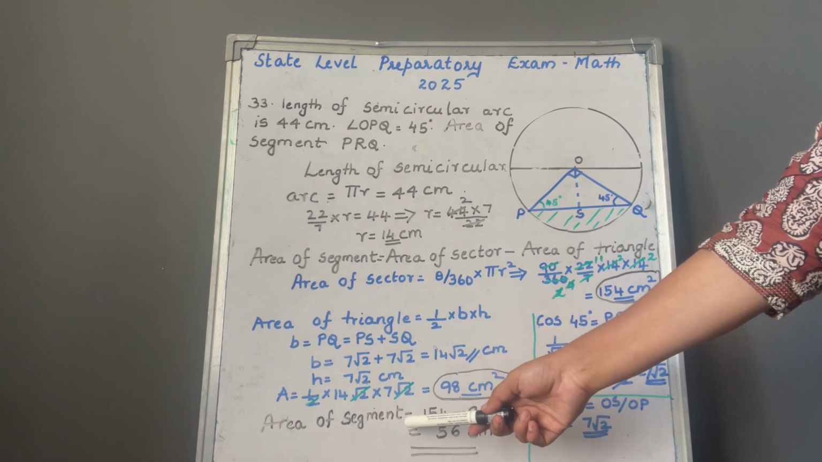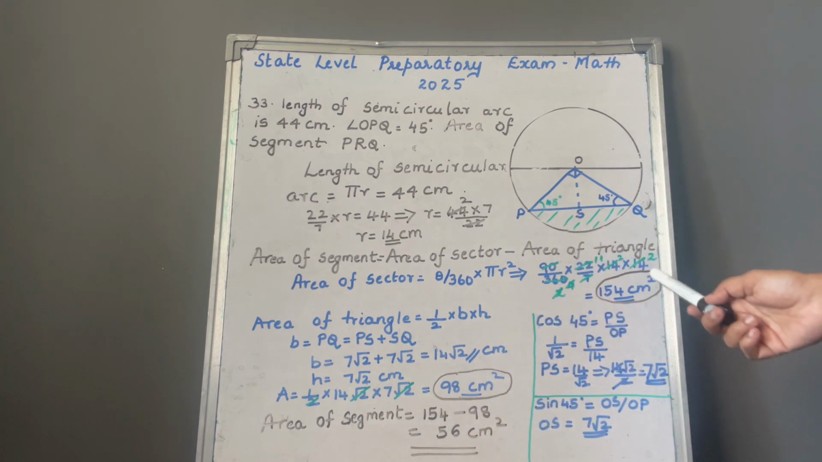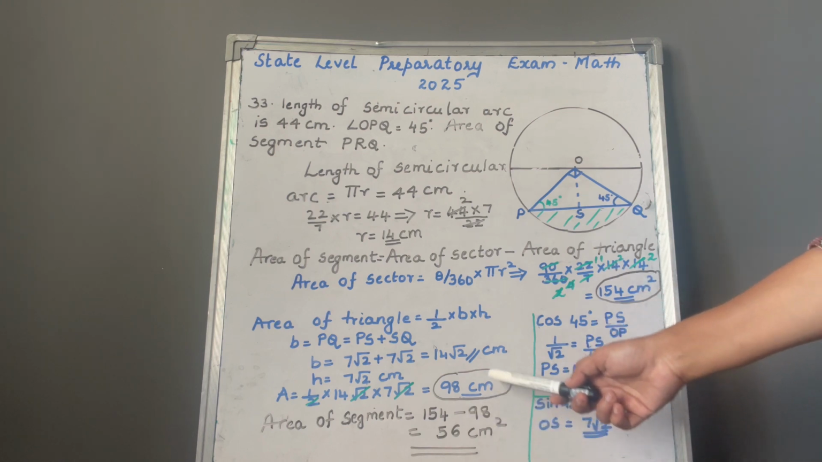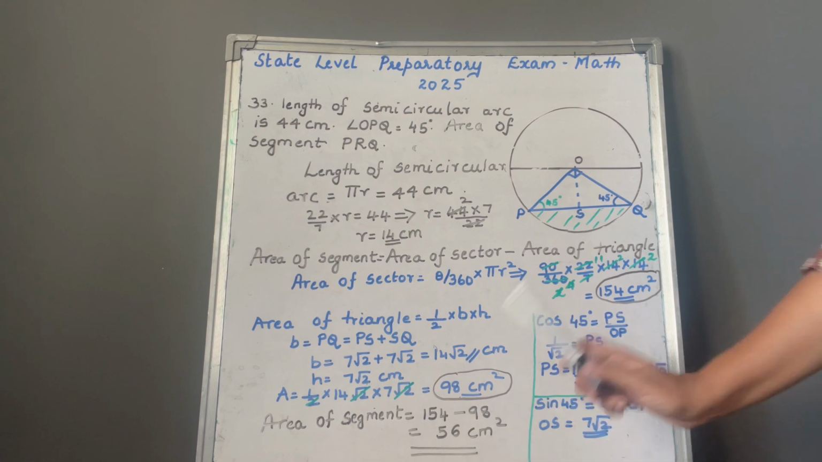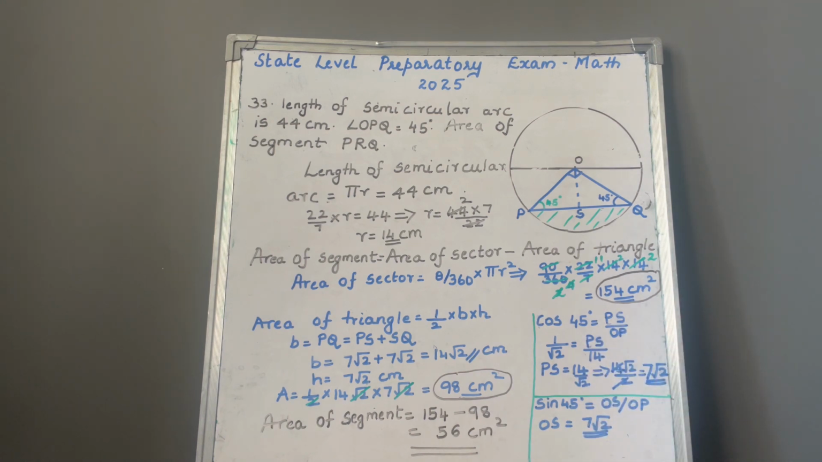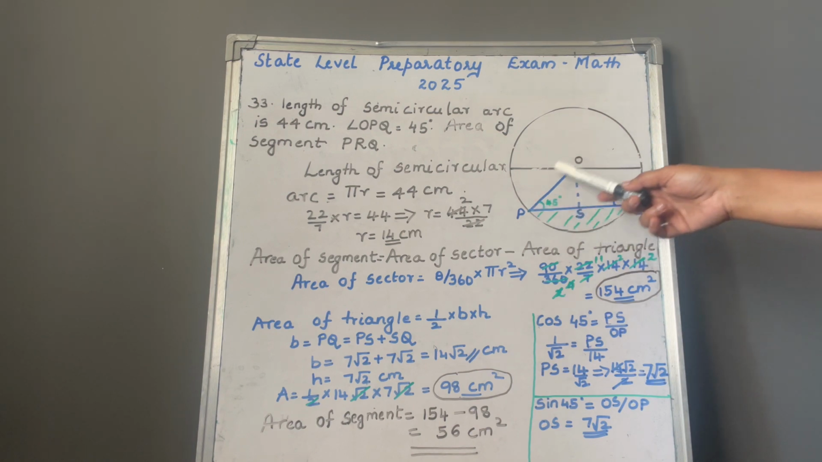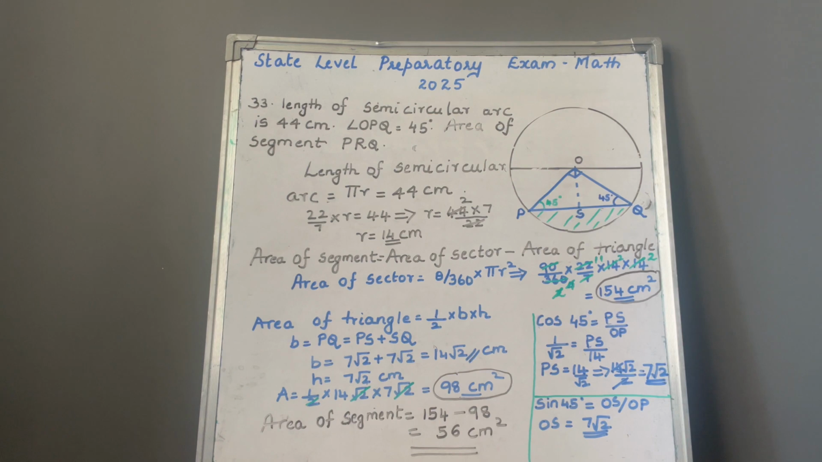So the area of the segment is the area of the sector, which is 154 centimeter square, minus 98 centimeter square, which is 56 centimeter square. So always, to find the area of a segment, we have to find the area of the sector and then subtract the area of the triangle.